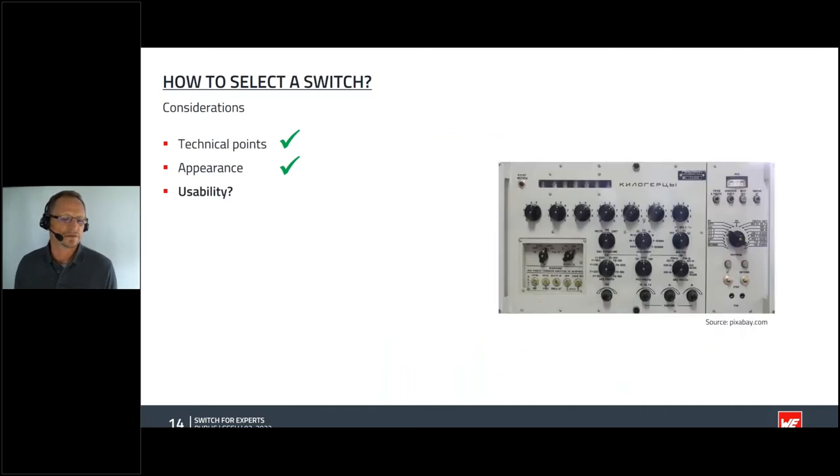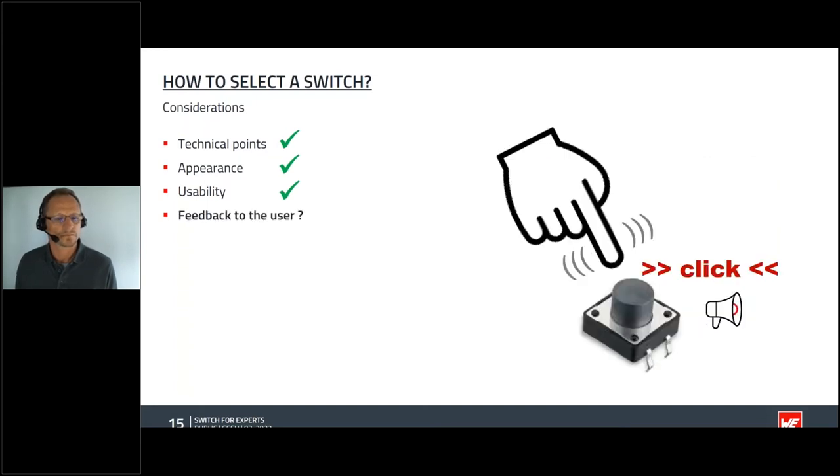Even if it comes with a nice and creative design, well, I'm not talking about the one that you see on the screen here, you should ask yourself, would you understand how the appliance is meant to be used, how it should work, and how to be operated? And finally, not to miss the real feeling when you touch and operate the switches. This is the so-called haptic or tactile feedback.